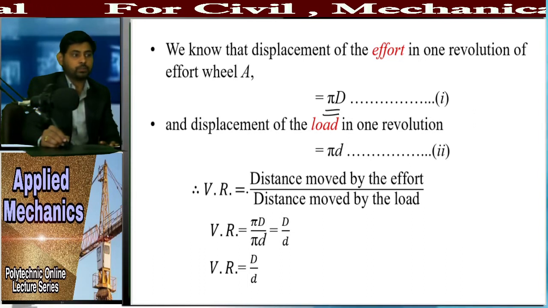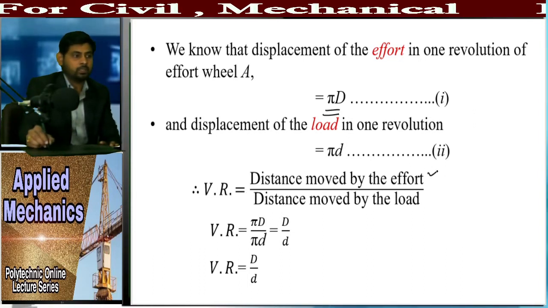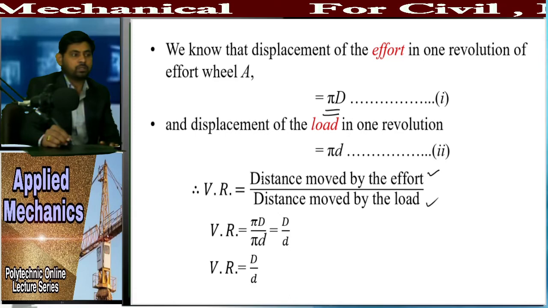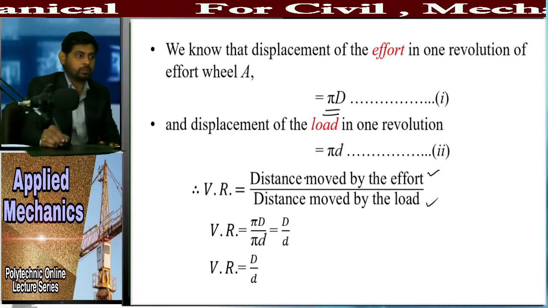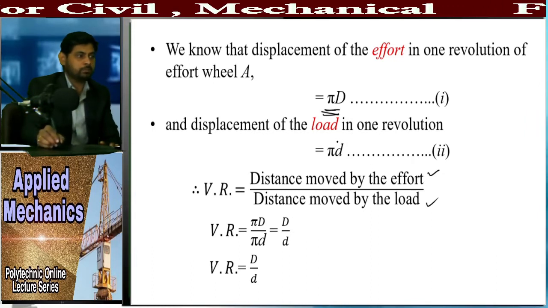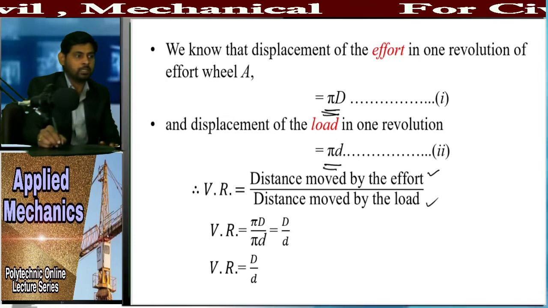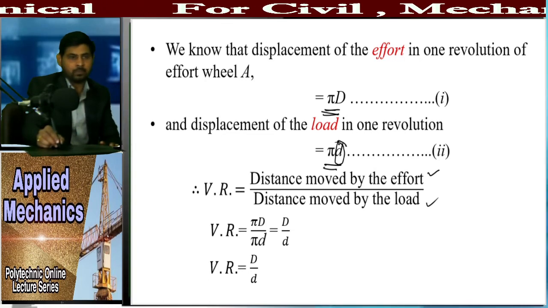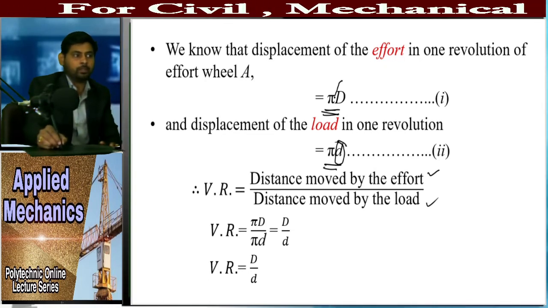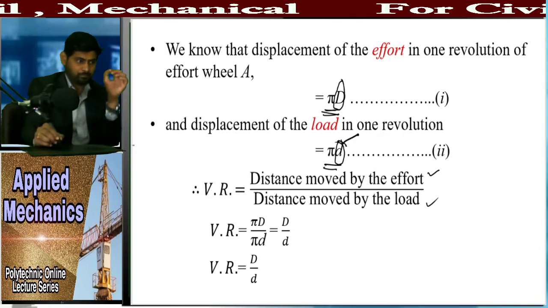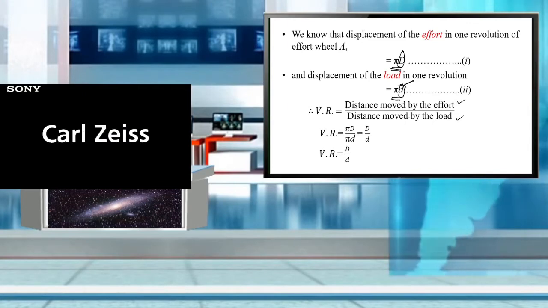Therefore velocity ratio is nothing but the distance moved by the effort divided by the distance moved by the load. So this is our relation for the velocity ratio. Now the distance moved by the effort is pi D, and the distance moved by the load is pi, but here d is a small d, right? Because the load acts on an axle and the effort acts on a wheel. So the diameter of the wheel is capital D and the diameter of the axle is a small d, right? That's why velocity ratio is equal to distance moved by the effort divided by distance moved by the load.